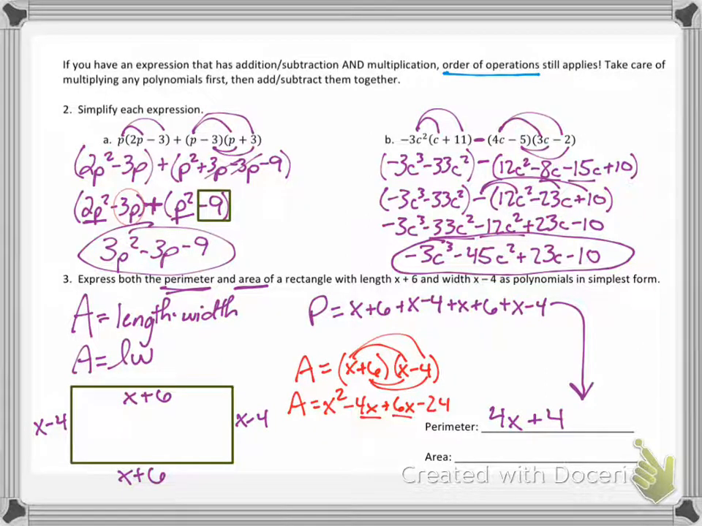If you have like terms, like you typically will, you combine your like terms together. So you get an area of x squared. Combine those x's, you get positive 2x minus 24. And that'll be your final answer to find both of those.